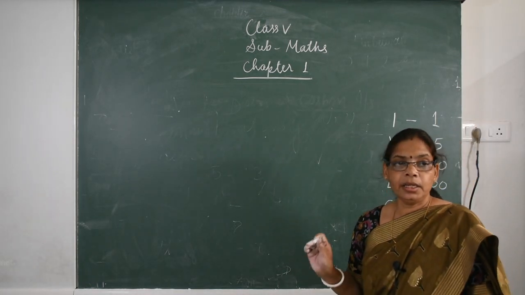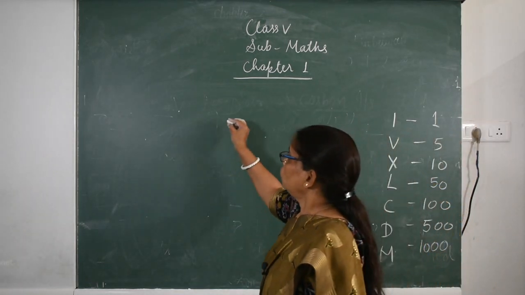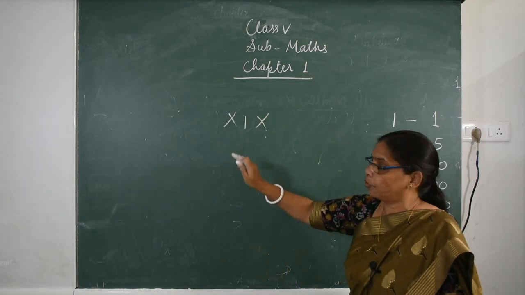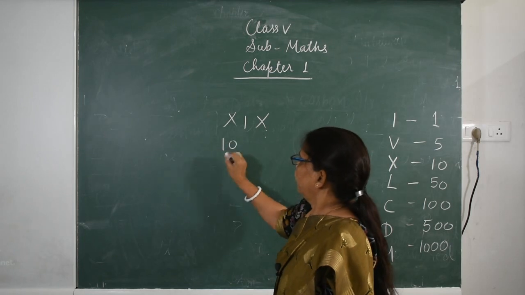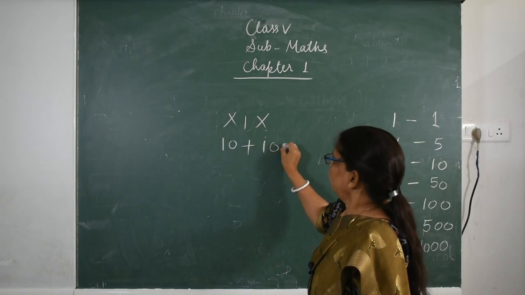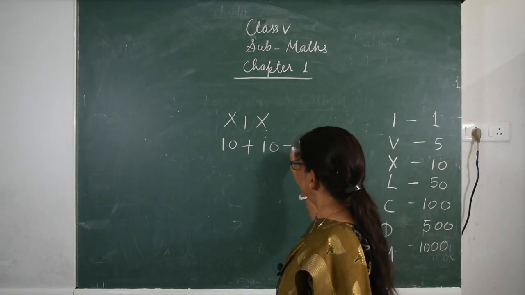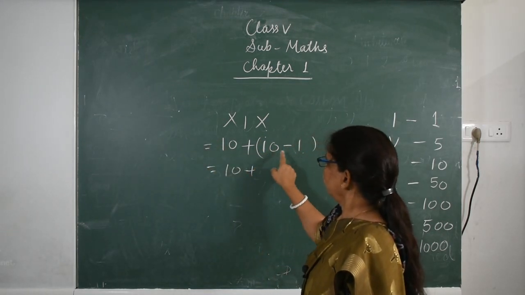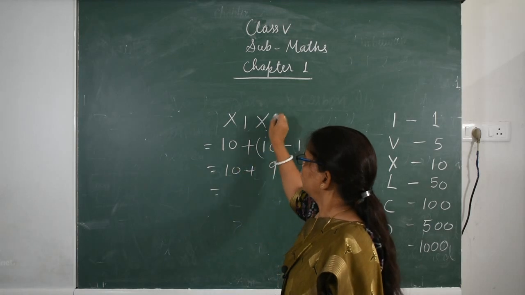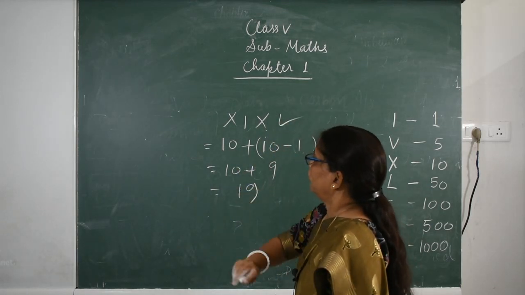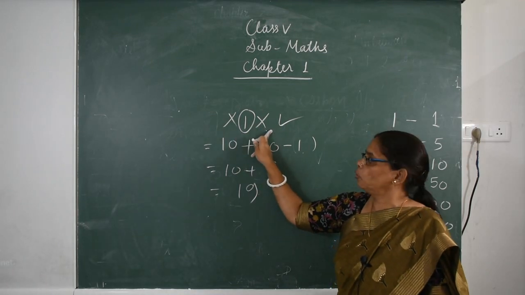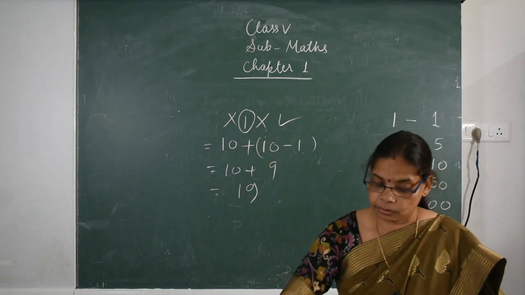And when any smaller number is between two bigger numbers, we have to subtract it from the bigger number. This one stands for 10 plus 10 minus 1, 19. So this symbol stands for 19. When any smaller number is in between two bigger numbers, we have to subtract from this side.